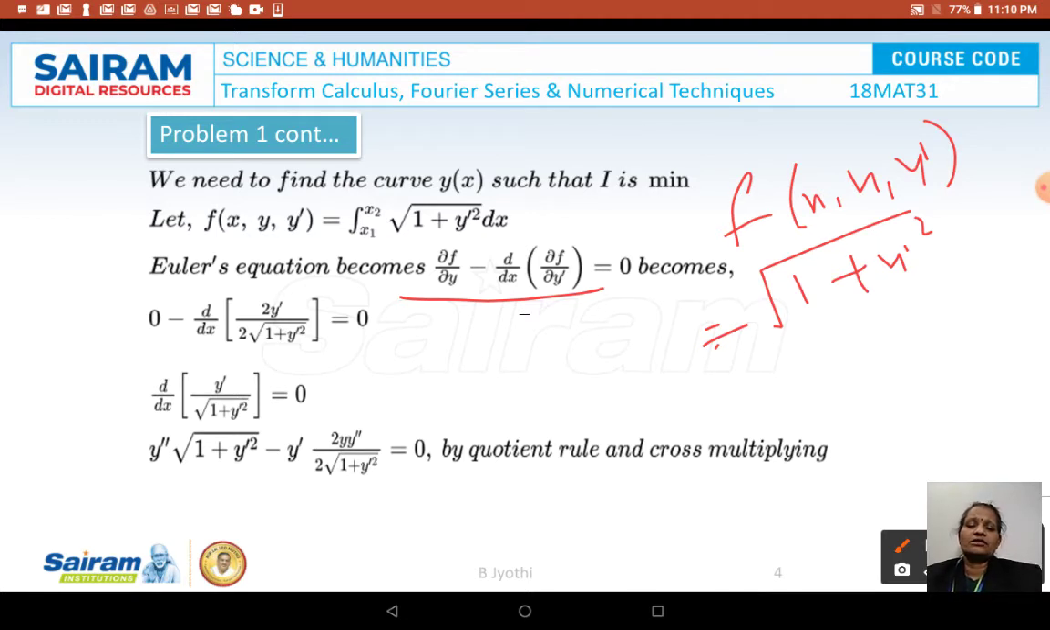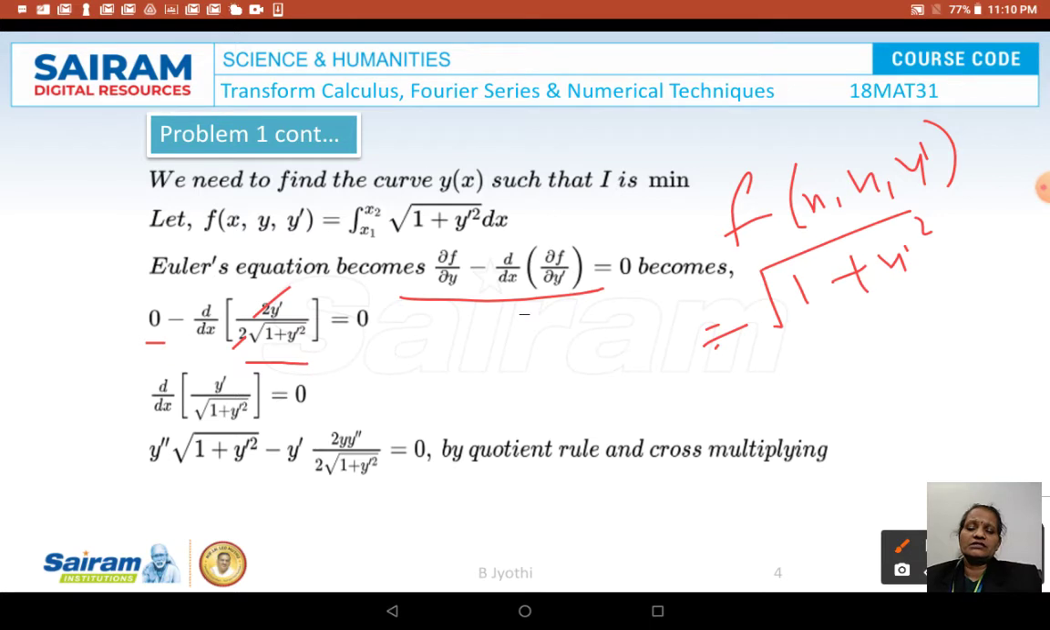Then dou f by dou y is 0, whereas dou f by dou y dash is 1 upon 2 root of 1 plus y dash square into 2 y dash. Here this 2 and this 2 cancel, and we get d by dx of y dash divided by root of 1 plus y dash square equals 0. Now apply the quotient rule, where numerator and denominator we can take as u and v. Apply the quotient rule, differentiate it and cross multiply.